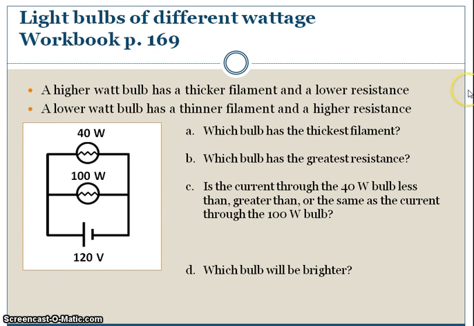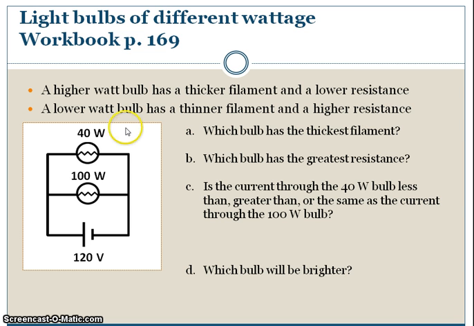So you can picture that thicker filament is actually easier for the electrons to flow through, so it gives it a lower resistance, makes it burn a little bit brighter when things are in parallel. A lower watt bulb has a thinner filament, but the resistance is higher. It's harder for electrons to flow through that thinner filament.